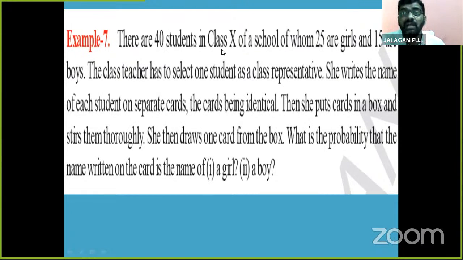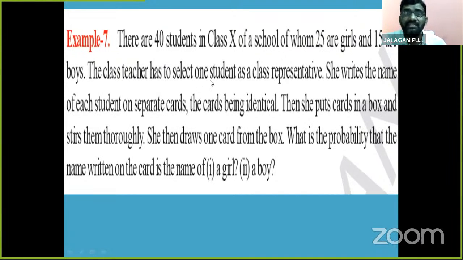There are 40 students in class 10th. How many students are there? 40 students are there. Among 40, 25 are girls and the remaining 15 are boys. 25 plus 15 is 40. Totally 40 students in 10th class, 25 are girls and 15 are boys.